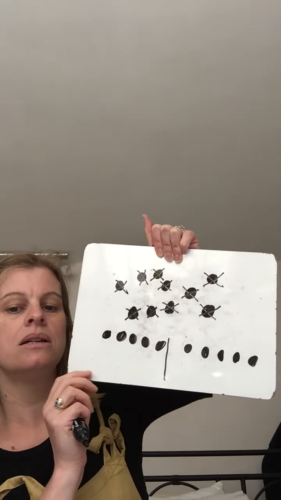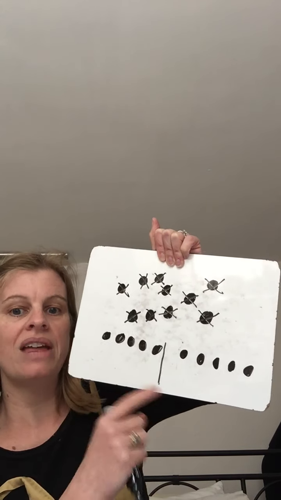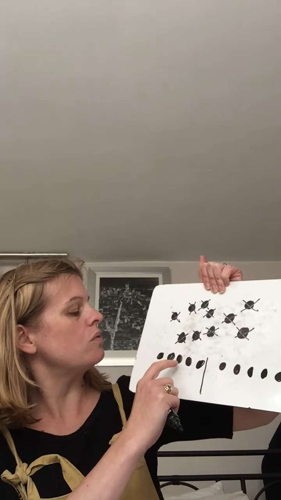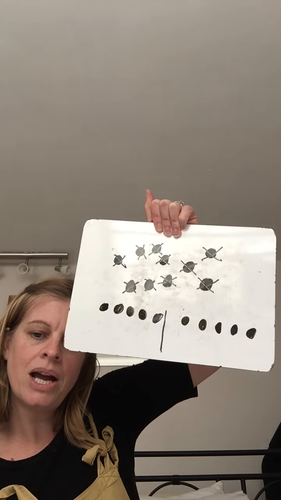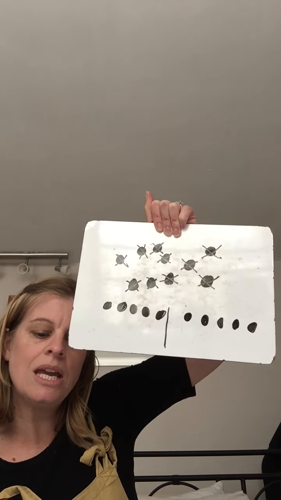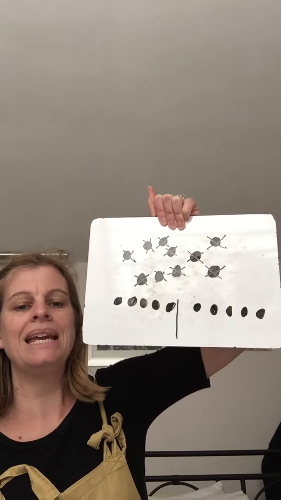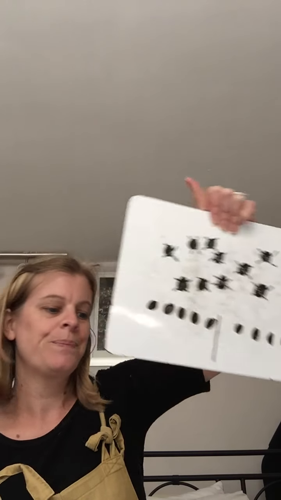Now I need to check that the groups are equal, because that's the only way that you will know you've got half. So let's see. 1, 2, 3, 4, 5. Yes. 1, 2, 3, 4, 5. Yes. Great. I have split my whole into 2 equal groups, so I have split them in half.